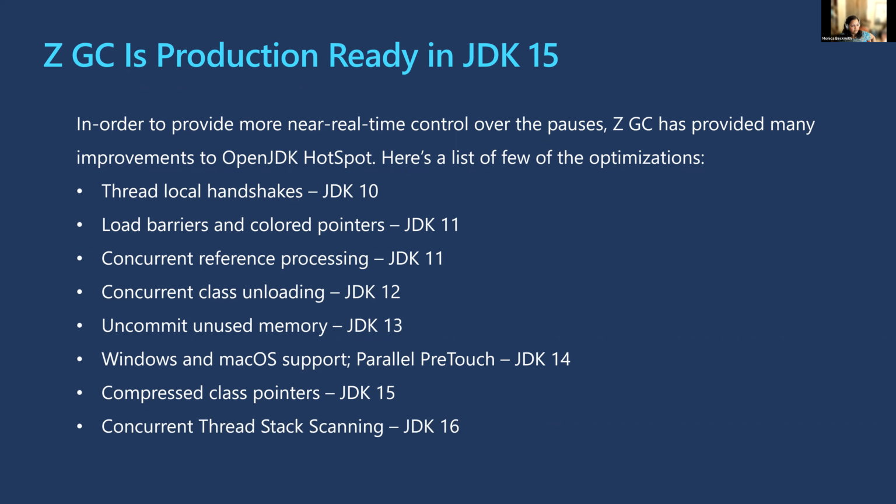Next is concurrent thread stack scanning, which is the last bit that let it achieve sub-millisecond response time. That was in JDK 16. And JDK 17 had some extended ARM64 support for Windows and macOS.